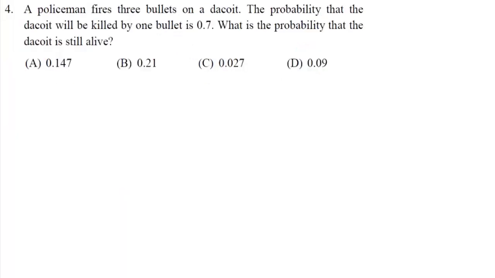Now the fourth question is a policeman fires 3 bullets on a dacoit. The probability that the dacoit will be killed by 1 bullet is 0.7. What is the probability that the dacoit is still alive? The dacoit is still alive if none of the bullets hit him. The probability that the dacoit is still alive will be P naught whole cube. So it will be 0.3 cube, and that is 0.027, and that's your option C.